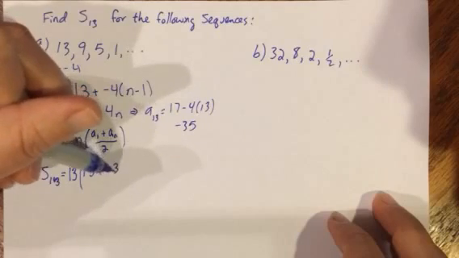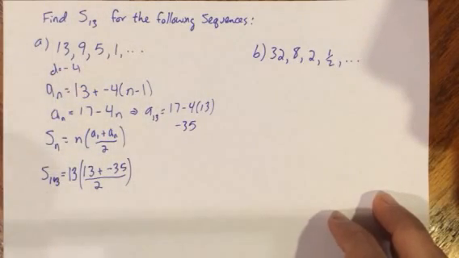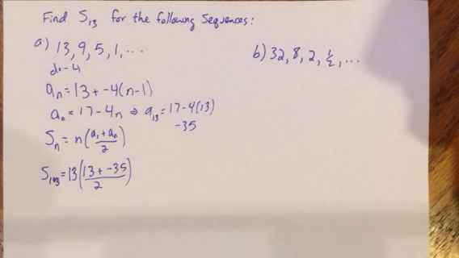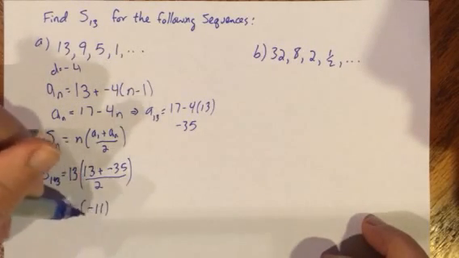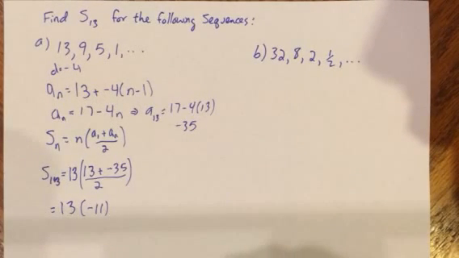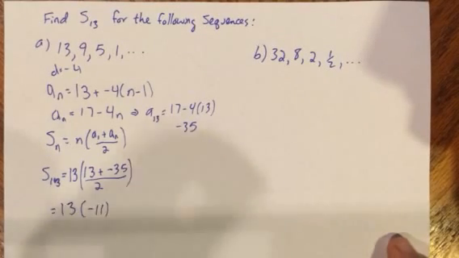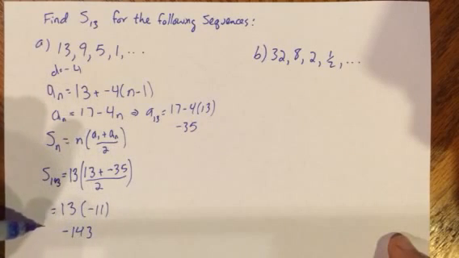So 13 plus negative 35 over 2. So I can simplify this a bit more. Negative 35 plus 13 should be negative 22. So that'd be negative 11 times 13. Hopefully we can figure that one out pretty well. So negative 11 times 13 should equal 143. And so this one would be negative 143, sorry.